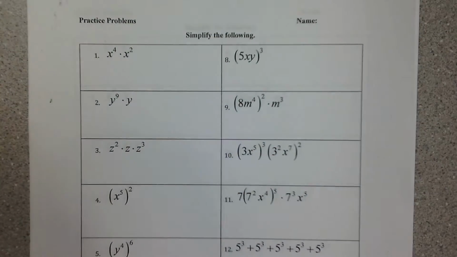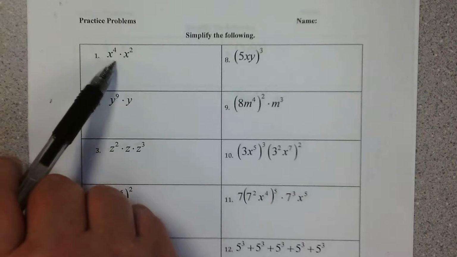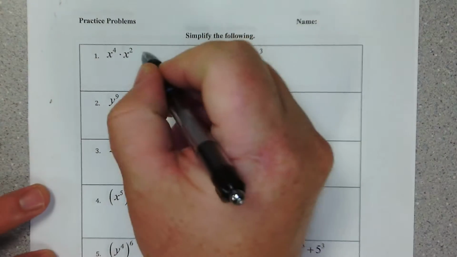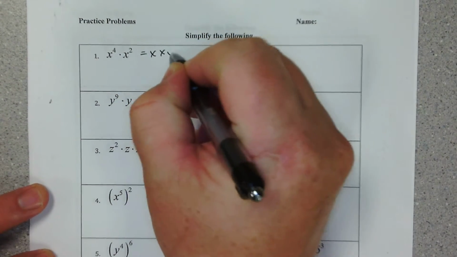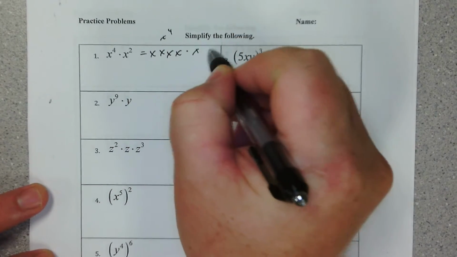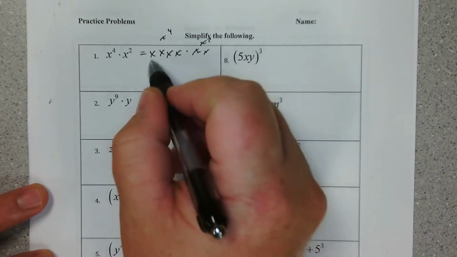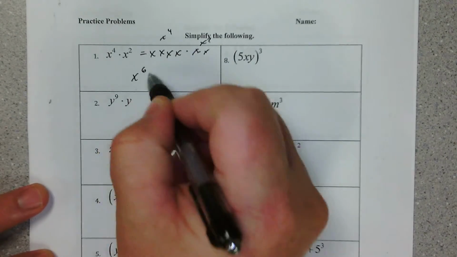So, exponents are repeated multiplication. This part right here means there are 4 x's all multiplying. This says there are 2 x's multiplying. This is not the step, but this is what it means. You see that right there? That's x to the 4th, right? And we're multiplying it times x squared. So that would be 1, 2, 3, 4, 5, 6. So x to the 6th.